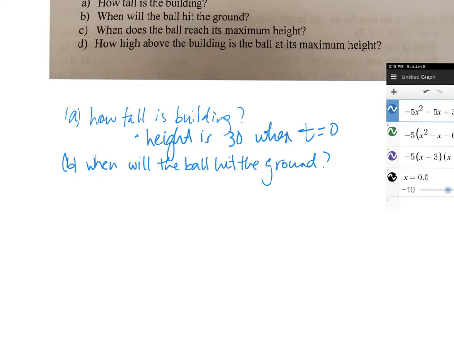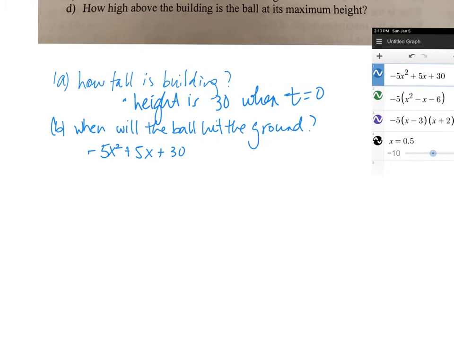We need to find the x-intercepts for that. To find the x-intercepts, we'll factor this. So first I'm going to common factor out a 5 and see what happens. Common factoring out a negative 5, I'm left with x squared minus x minus 6. And now I'm going to factor this.